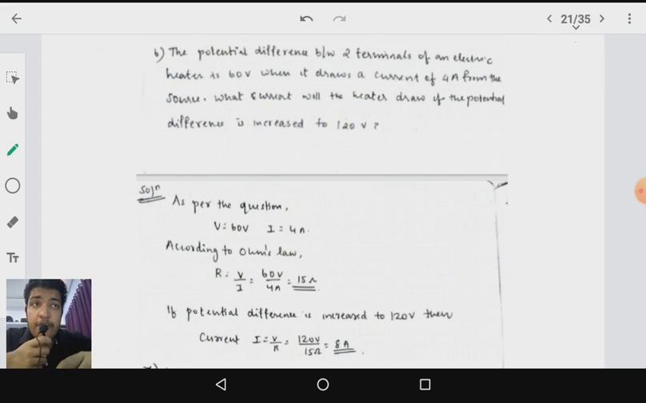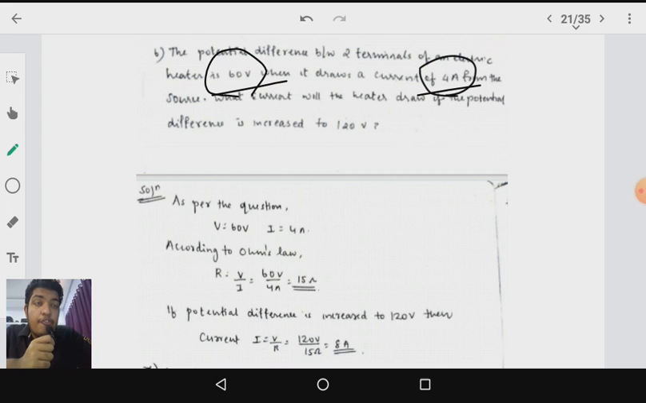The potential difference between two terminals of an electric heater is 60 volt. So potential difference is given. It draws a current of 4 ampere. What current will the heater draw if the potential difference is increased to 120 volt? So now there is a tendency that the student will say that it is just the double, right? But that is wrong. Reason being, first case there is 60 volt and 4 ampere.